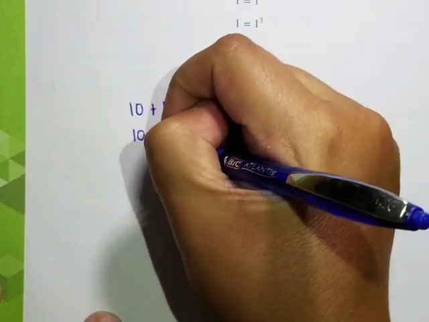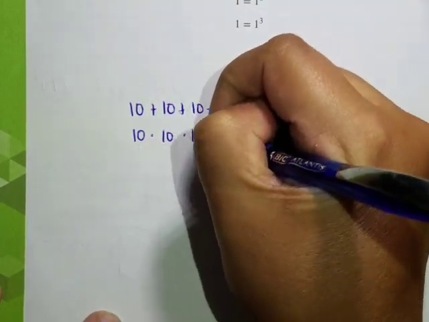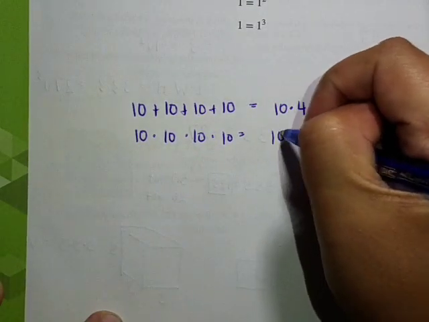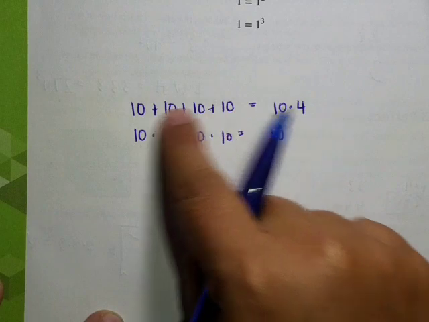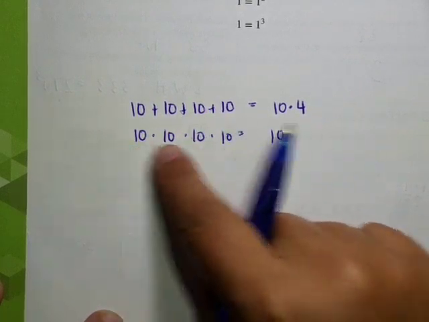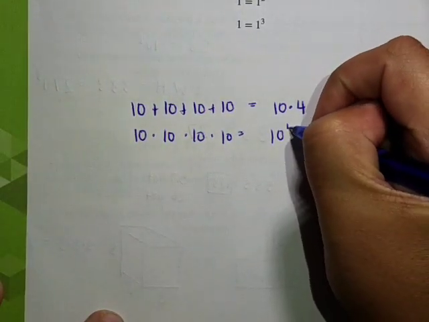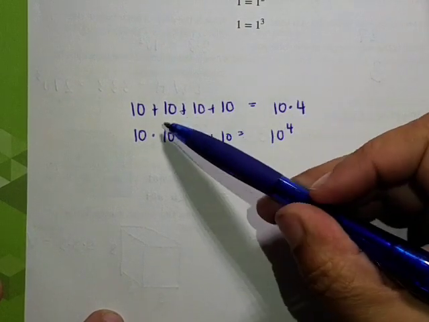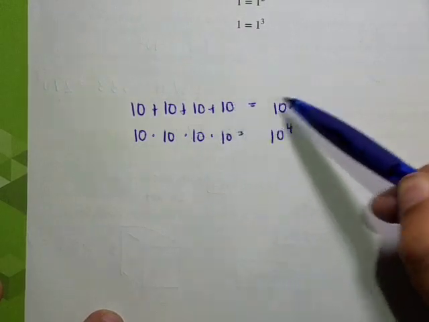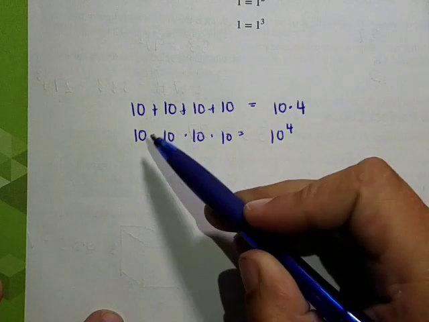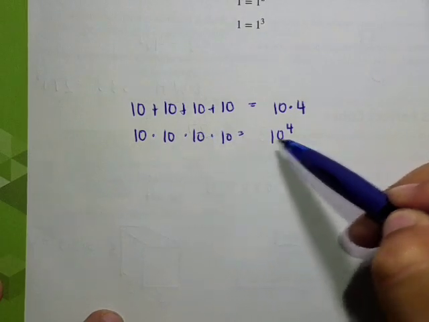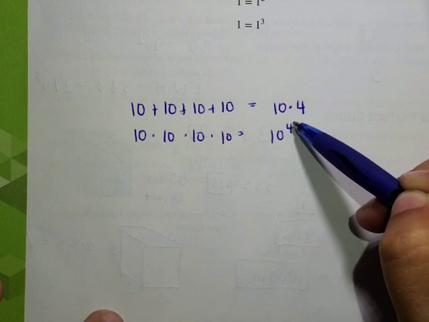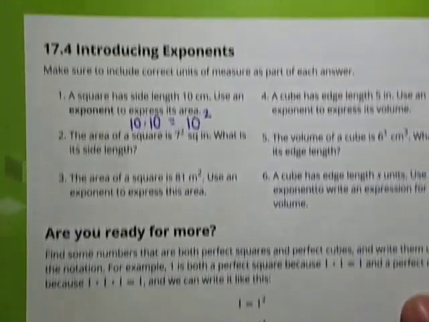But if we did 10 times 10 times 10 times 10, you still have tens, but you can't do times 4 because that shows repeated addition. Repeated multiplication, the symbol for that is an exponent. So just look at the difference there. When you're repeatedly adding, you multiply times how many times you add. When you repeatedly multiply, you raise it to how many times you did it in the exponent. So the exponent is that small number in the top corner.